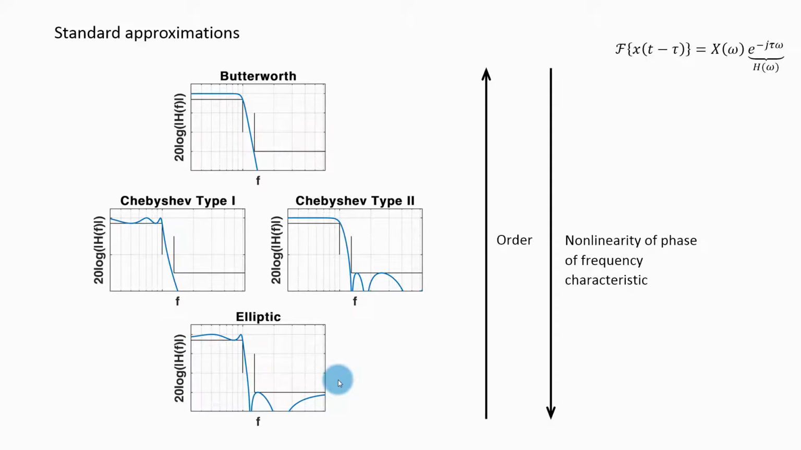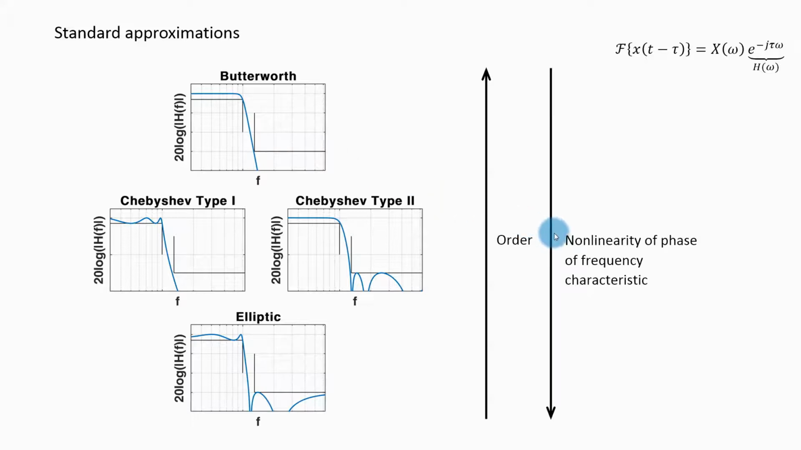When you have a higher order system, you will have higher computational complexity, but also your system will be more susceptible to numerical errors. If you round some coefficients of the filter, those systems with higher orders can become very quickly very unstable.